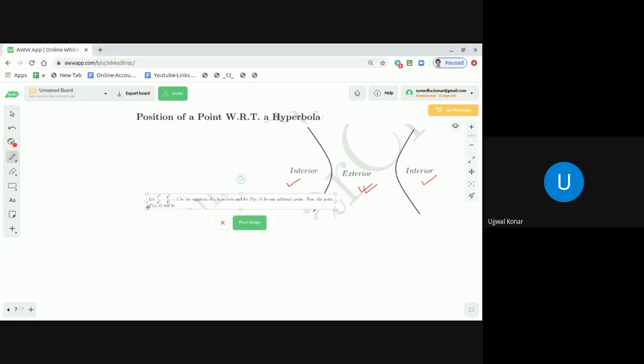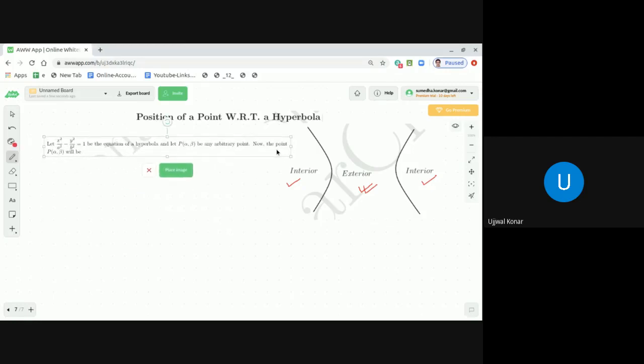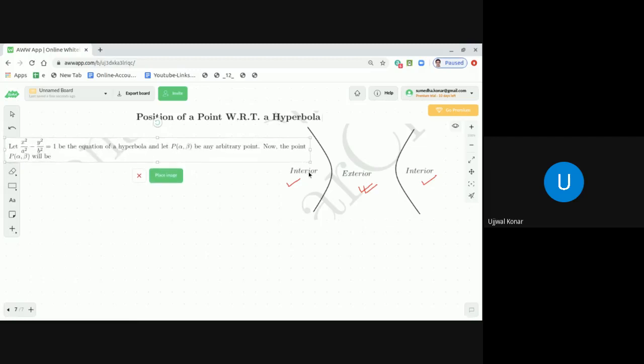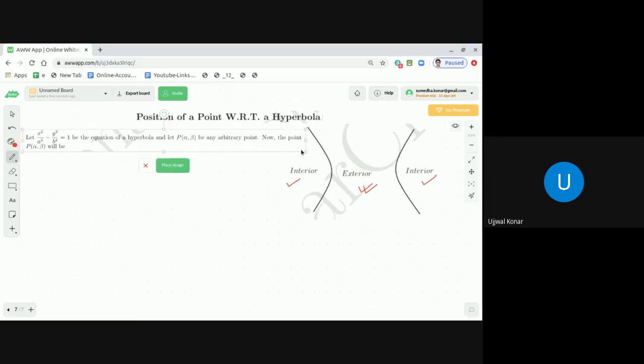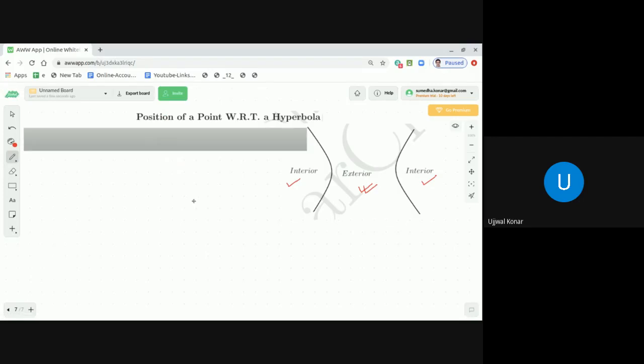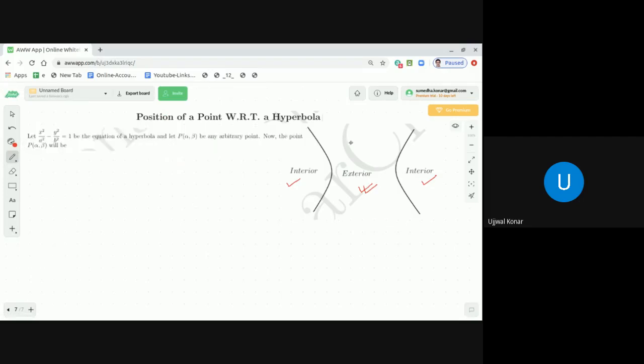So let us consider a hyperbola x square by a square minus y square by b square equal to 1. Okay, dear students, so if you see that this is a hyperbola which we actually consider, x square by a square minus y square by b square equal to 1. So this is the equation of our hyperbola.